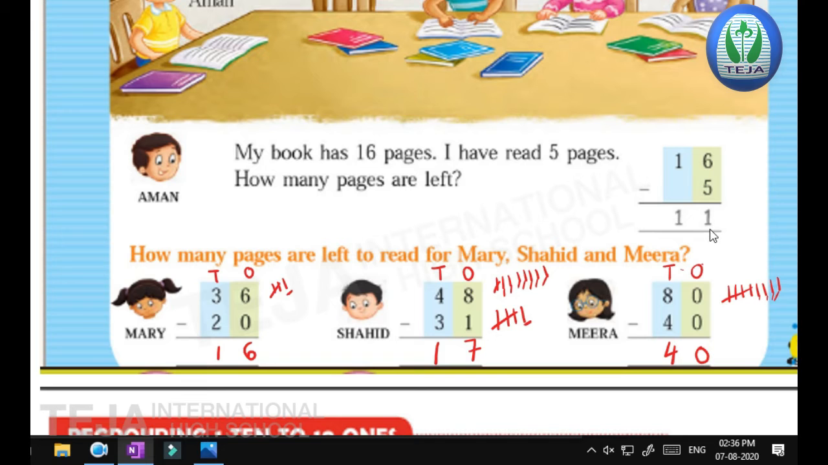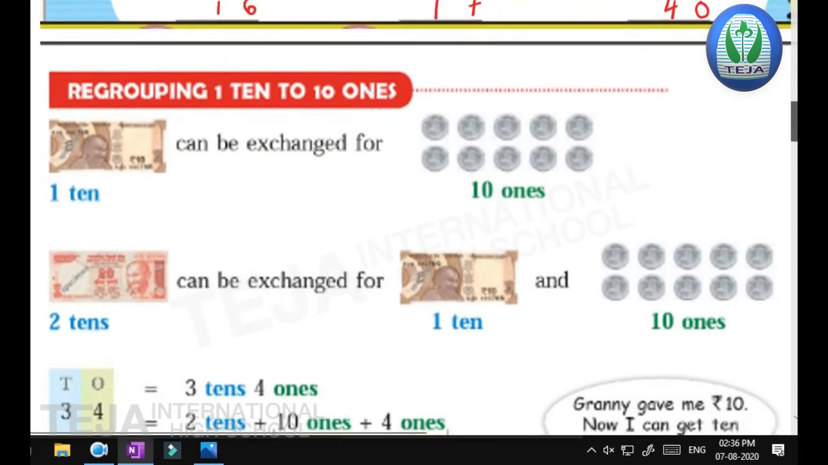Here Aman has 11 pages, Mary 16, Shahid 17 and Meera 40 pages left to read. Now, next topic.